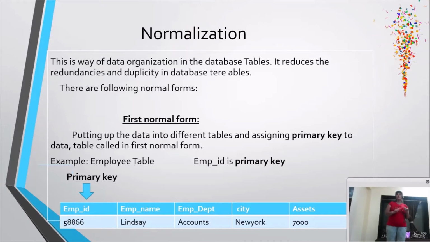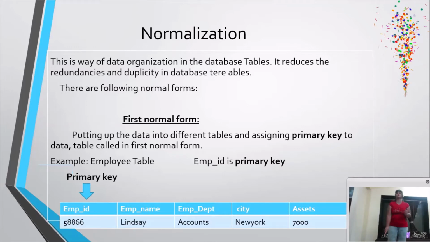There are the following normal forms. First is first normal form. And what is the first normal form? As we know, normalization is basically for reducing the redundancies and duplicacies. That means we are trying to omit them, but we have different normal forms. We'll go step by step. So here is our primary key. With that we'll remove our redundancies and duplicacies. So we'll go from the start.